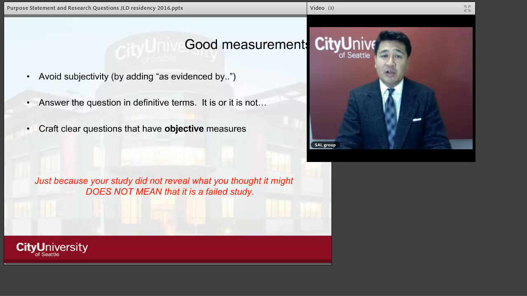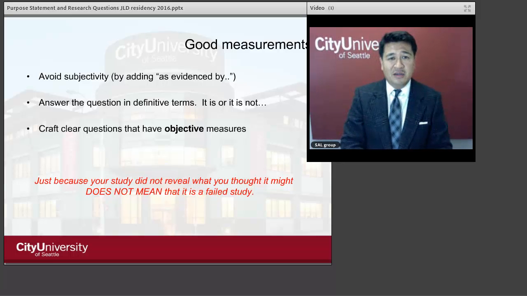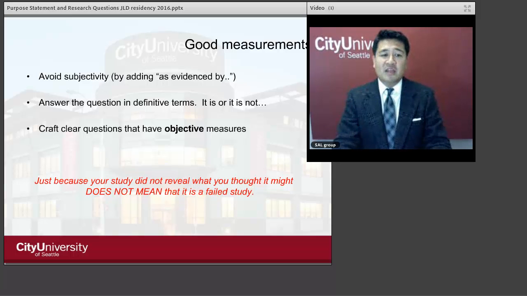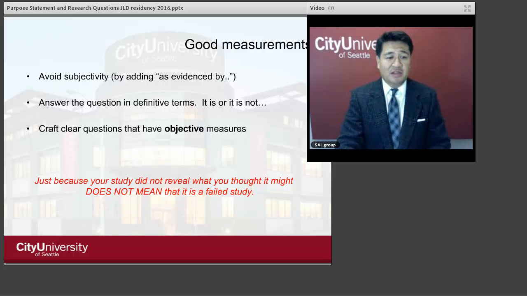You want to answer the question in definitive terms. Either it is or it's not. There's no subjectivity. Maybe it could, maybe the effect is this, maybe it's this. No, it's either it is or it isn't. You want to craft clear questions that have objective measures. As evidenced by is such a key phrase. It's a good tip to think about.